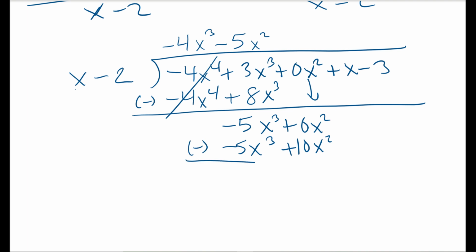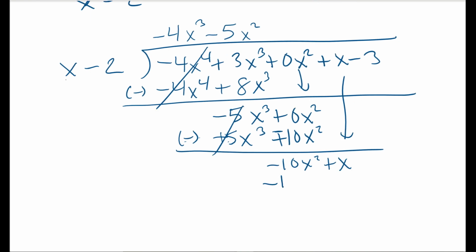Then I subtract. Double negative here is a positive, so basically these cancel. Now you have 0 minus 10, so you can convert this to a negative if you like. 0 minus 10 is negative 10x squared. Bring down the x.